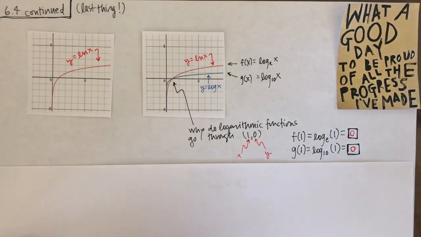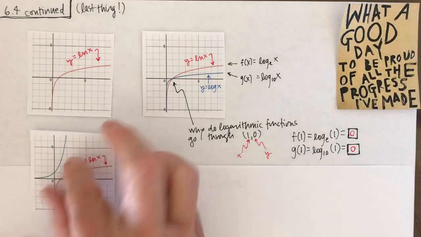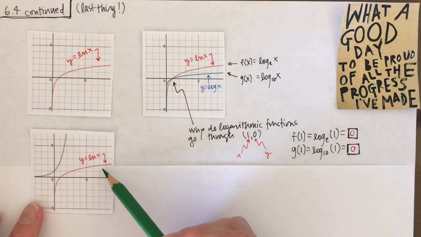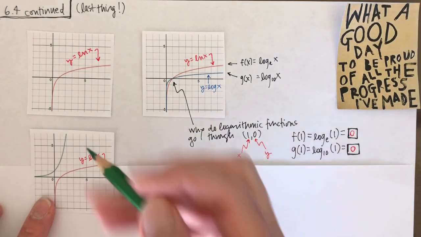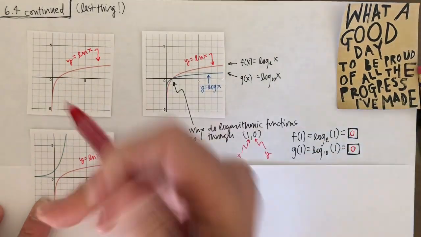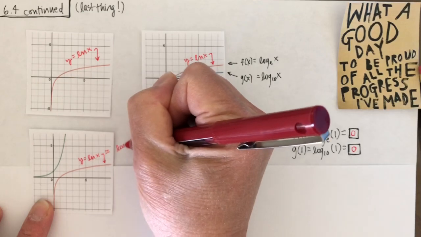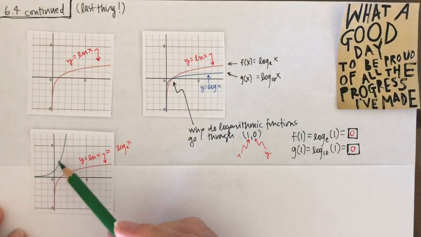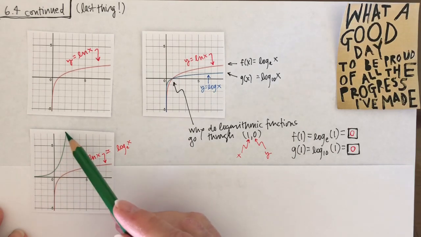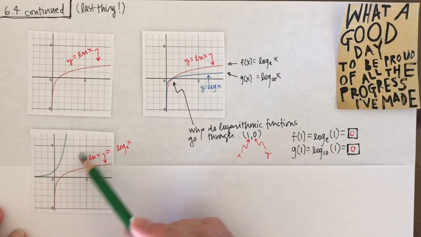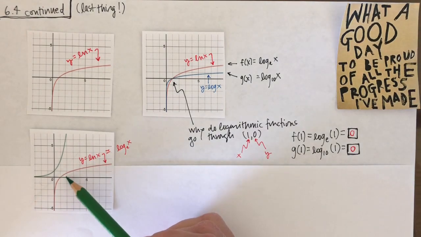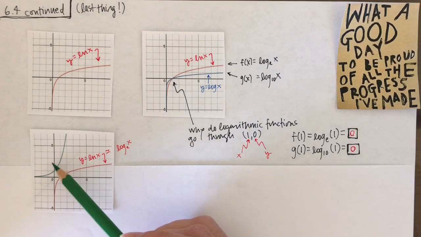Last thing is I want to show you this green function along with y equals natural log of x. So this is y equals natural log of x, which is the same as log to the base e of x. This function right here looks symmetric to the line y equals x, which is an indicator that it might be the inverse function of our red logarithmic function, and it is.